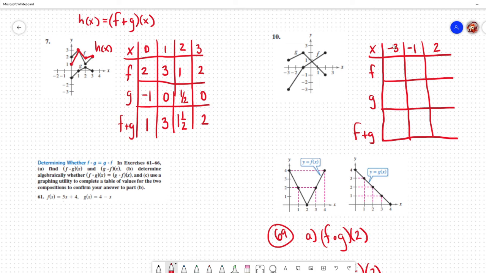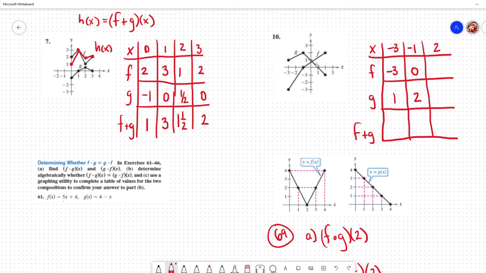All right, so at negative 3, I see G is 1. F, however, is all the way down here at negative 3. So this time I'm going to write out all the y values for F and G first, and then I'll do the adding last. So at negative 1, G is 2. And F is at 0.